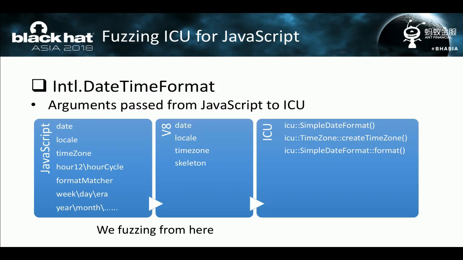Let's check the arguments passed from JavaScript to ICU. On the JavaScript side, there are dozens of arguments, but after the processing of V8, there are only 4 arguments left for ICU. The only 4 arguments left are date, locale, time zone, and skeleton. We start fuzzing just before ICU from here.